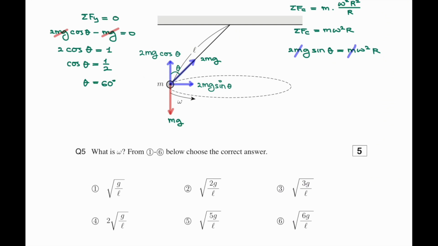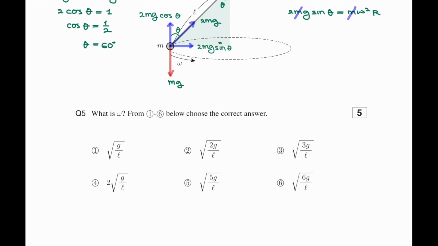To find the radius of the circular motion, you can analyze this right angle triangle. As you can see, if this angle is theta, that means the angle here is also theta because this is an alternate angle. And then you know the hypotenuse is L. You want to find the radius, this is the radius of the circular motion. By using simple trigonometry, I can use sin theta equals r over L. That means r is equal to L sin theta.